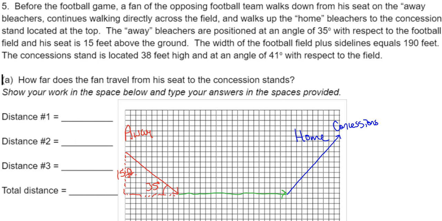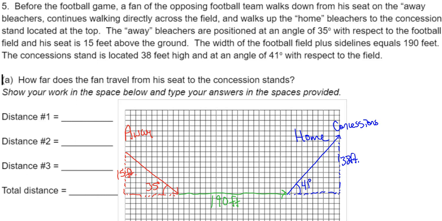Then he walks across the field, and it says that the width of the football field plus the sidelines is equal to 190 feet. So once he gets to the bottom of the bleachers, he then walks straight along the field for 190 feet. And then the home side bleachers, the concession stand at the top, is 38 feet high, at an angle of 41 degrees with respect to the field. So this is how we diagram it out.